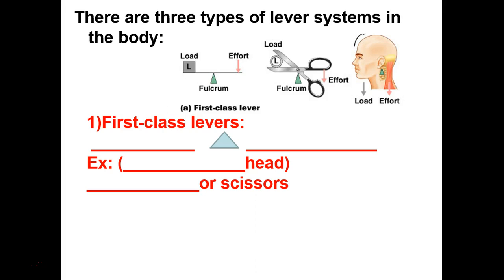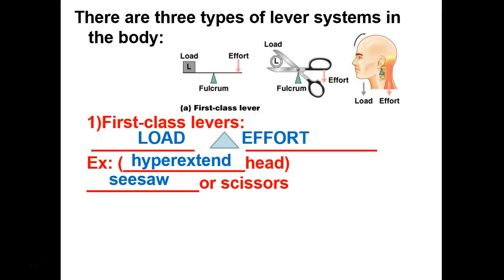So that's going to be the fulcrum point, where the spinal cord hits the skull, or the occipital bone of the skull, and the load is going to be the whole front of the skull. So I mean, we can hyperextend, and actually we can flex our head and go back the other way. So the load is on one side, the effort's on the other side, and the fulcrum is in the middle. An example would be hyperextending your head, a seesaw, or scissors.